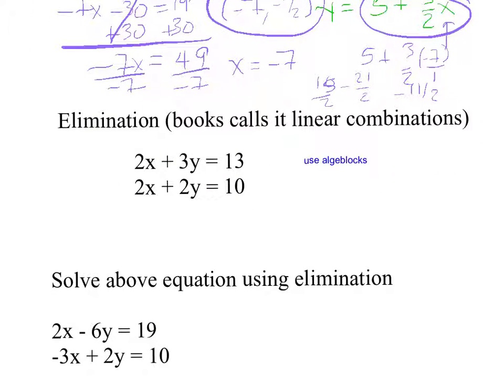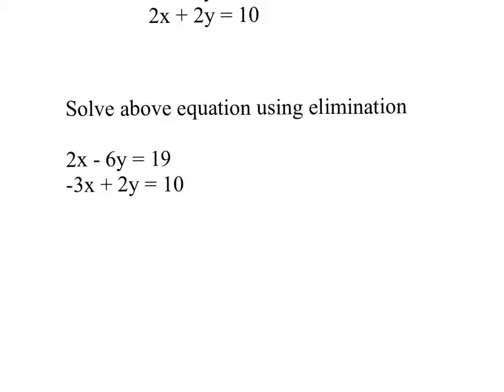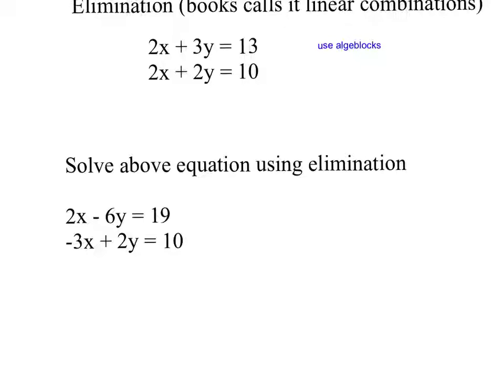Now, with elimination, by the way, your book calls this linear combinations. So if you see it saying solve with linear combinations, what they mean is elimination. Our goal is to wipe out either the x's or the y's. We're going to eliminate them so that only the x or the y is left. Now, on this one, you'll notice I say use algebra blocks. So basically what I would try to show you with the algebra blocks is how you can actually clean out the x's and y's. But I think you guys can handle just learning this using elimination. Solve the above equation.